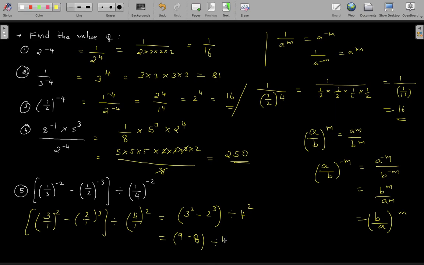4 squared is 16. So your answer in this case is 1 by 16. It's easy to remember it this way: (a by b) raised to the power negative m is (b by a) raised to the power positive m. Let us look at the next problem.